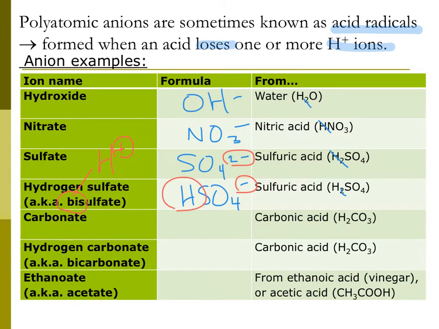We can do the same thing with carbonic acid since it's also diprotic or having 2 hydrogens. So we could remove both of them to form our carbonate, which would be CO3 2 minus since we're removing 2 H pluses. Or if you just remove 1 H, you would still have 1 left with the CO3, and then it would only be 1 minus since you only removed 1 of the H plus, and that would be bicarbonate.